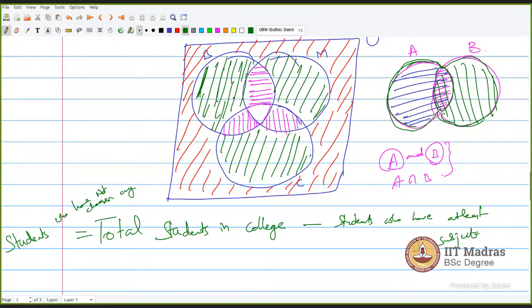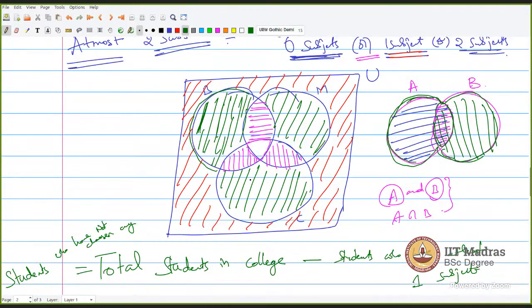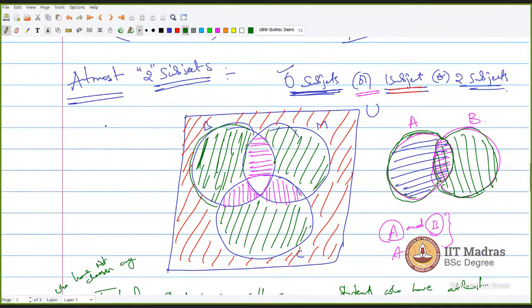Yes, sir. Okay. So what is the answer for this, at most? 400 minus 30, 370. At most thing is 370. 400 minus 30, right?